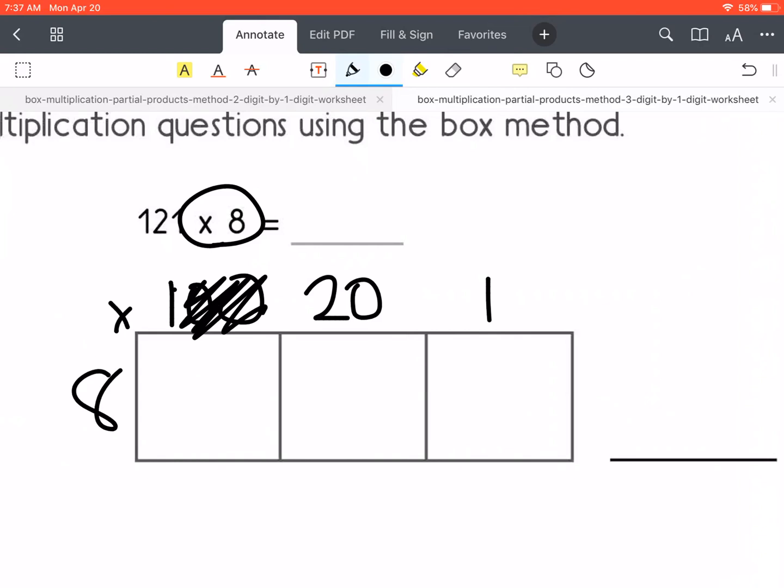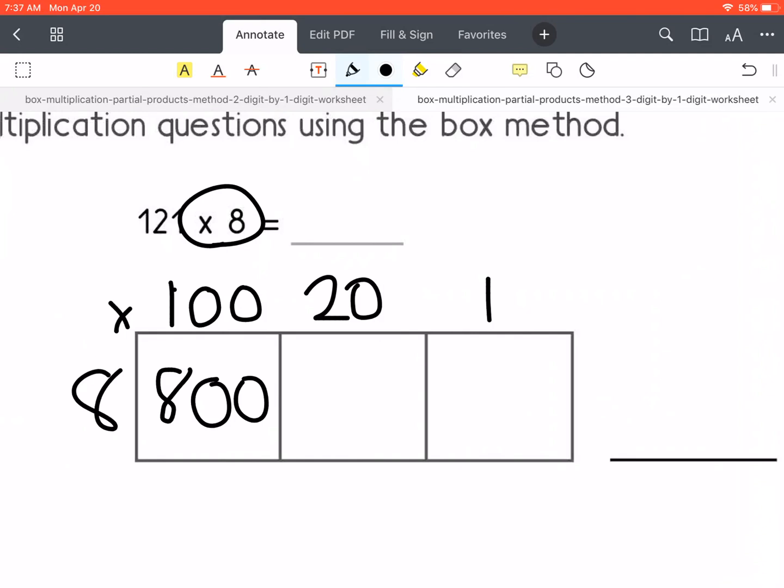What's 1 times 8? Any number times 1 is itself. So 1 times 8 is 8. Now this is where those zeros come back into play. There are 2 zeros at the end, so I'm going to add 2 zeros to my answer. 100 times 8 is 800.